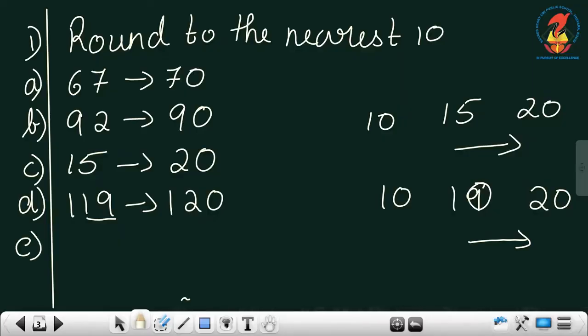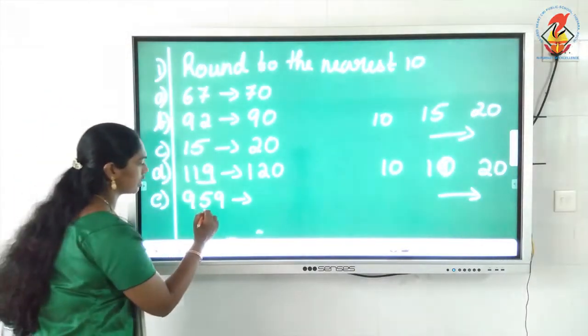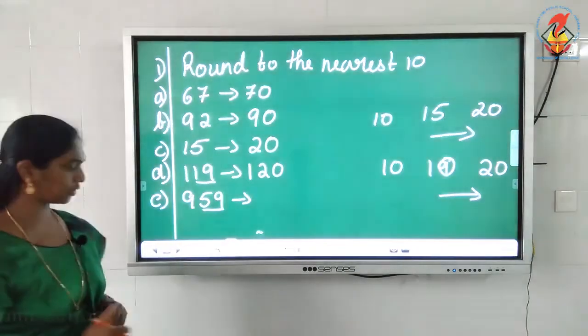Give you one more question. 959. Again, you don't have to consider 9, take only 59. Okay?